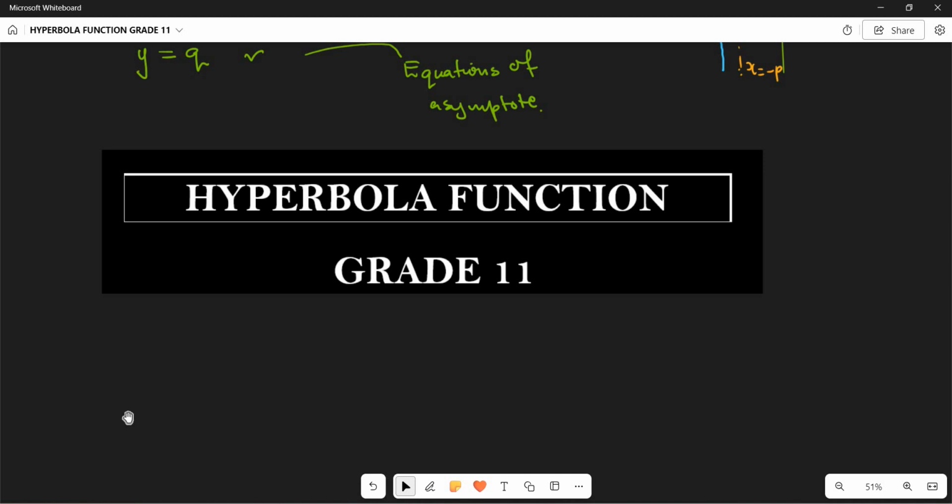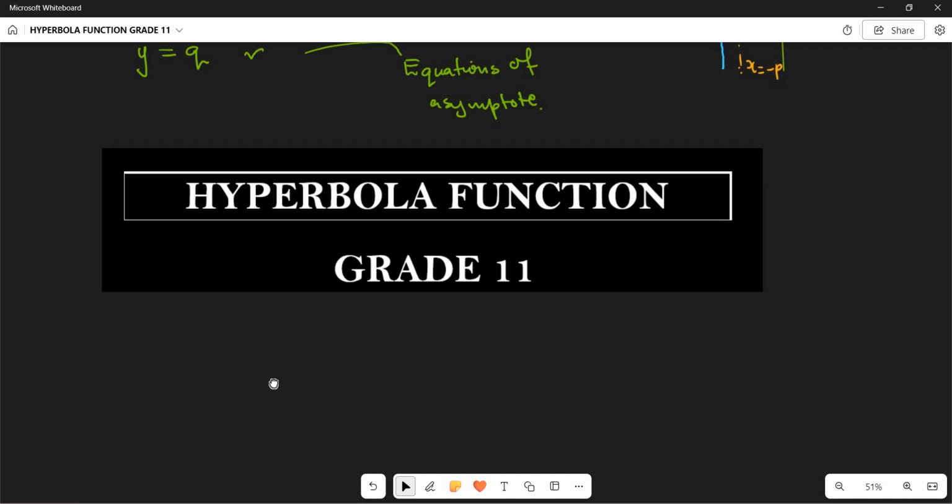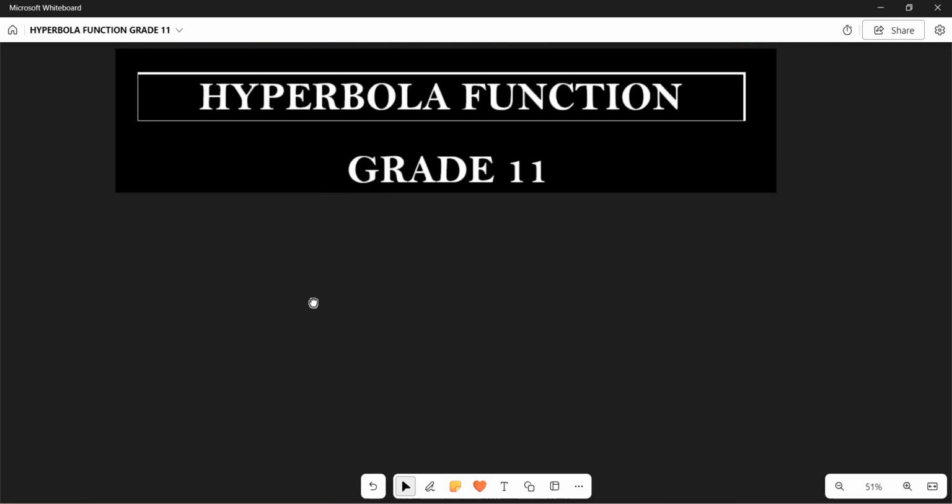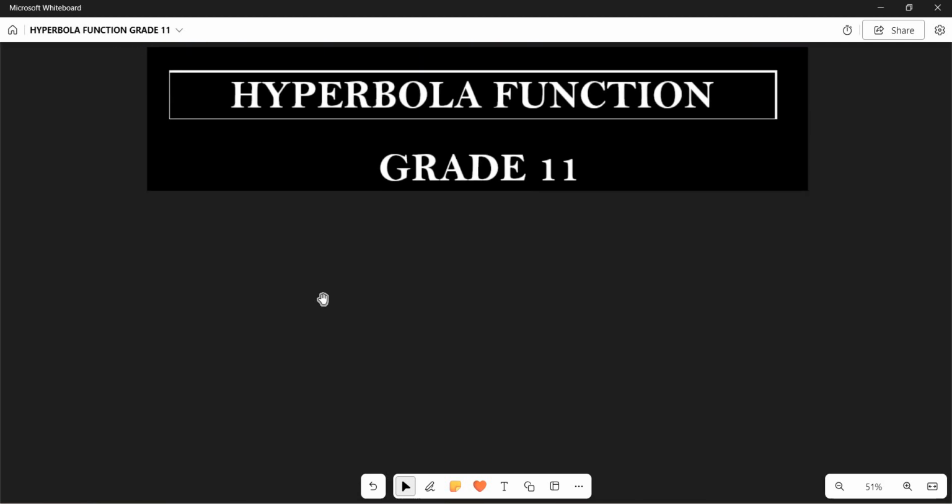All right, let us proceed from where we left off. As I mentioned, I'll be looking at the domain of the function and also touch on the axis of symmetry. So let us look at domain.